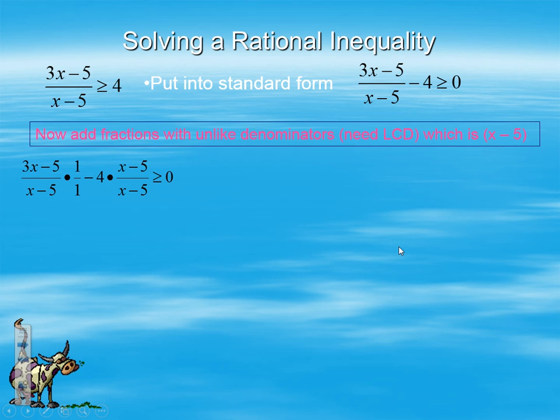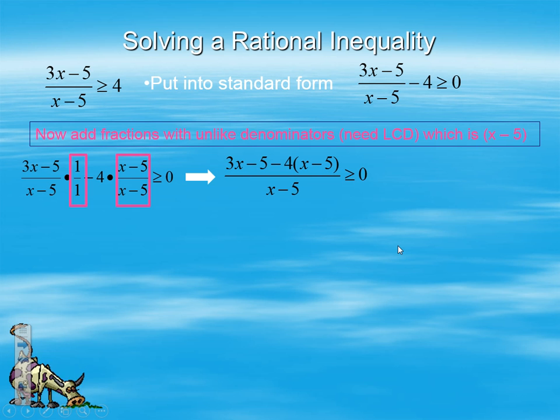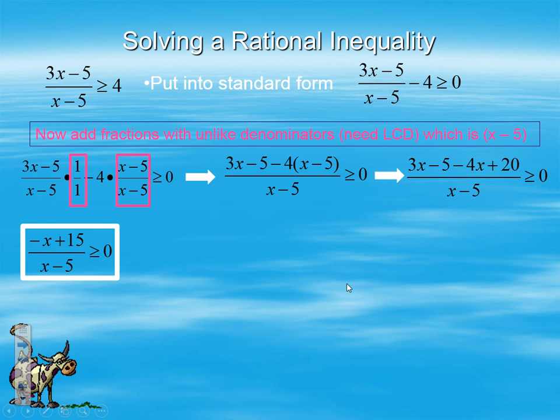So that means we need to figure out what must we multiply the first fraction by, and that will be 1 over 1. What must we multiply the second fraction by? That would be (x minus 5) over (x minus 5). Now we will have a common denominator, and we need to simplify that numerator. To simplify that numerator, the first thing that we need to do is use distributive property. And when we do that, this is what we will get. So the next thing we need to do in the numerator is to combine our like terms. And when we do that, this is what we get.